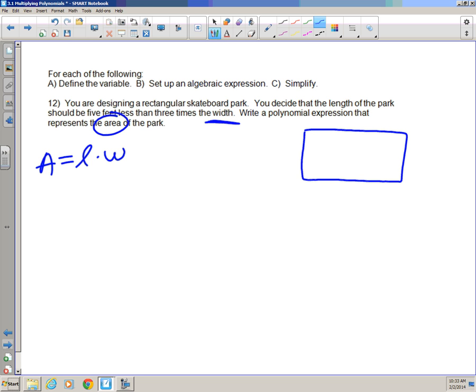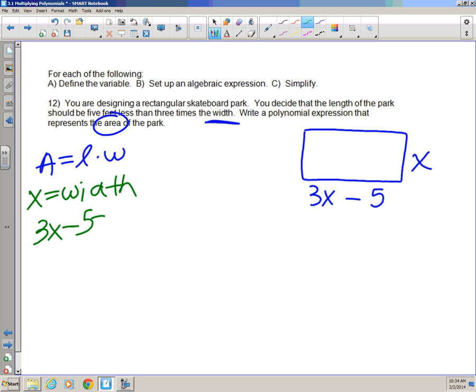Here's how I'm going to define my variable. I don't know anything about the width, but I know that the length happens to be 5 feet less than 3 times the width. Okay, so define the variable by the picture, but I'm also going to come on this side and say, well, my width is what my x is, and then my 3x minus 5 is what my length is.